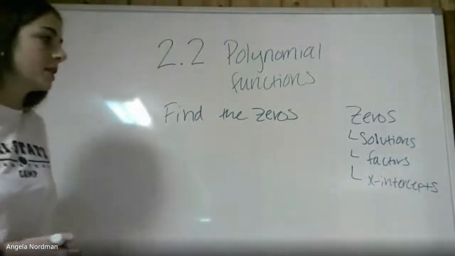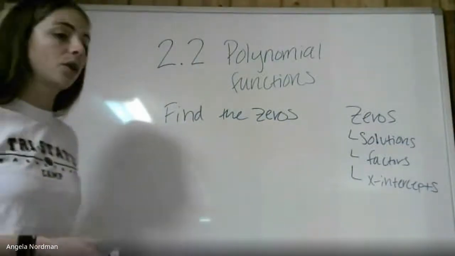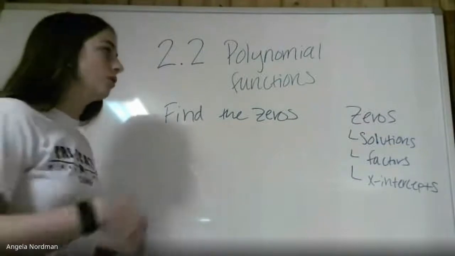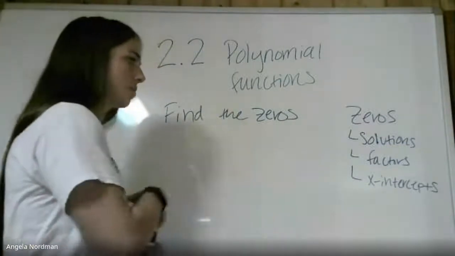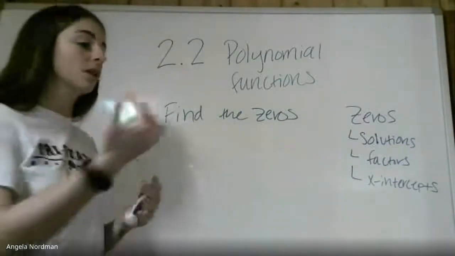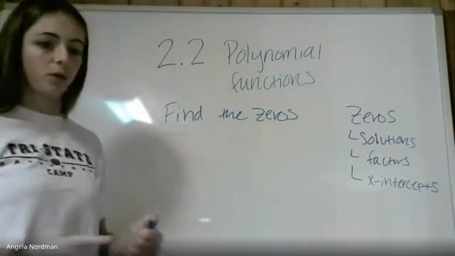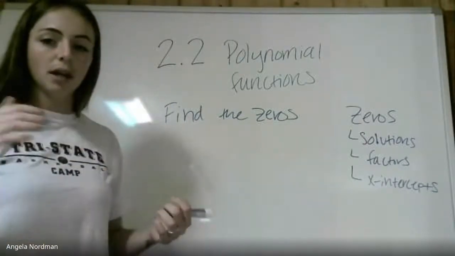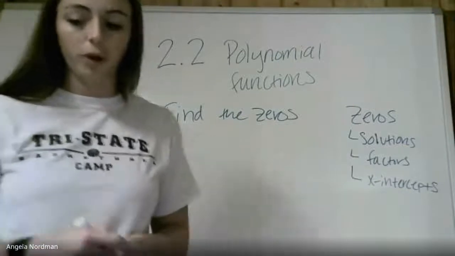This is important because later on, if I tell you to graph something, you can find x-intercepts by using their factors or using the function's solutions or their zeros. And having the knowledge that those are all interchangeable is really important.